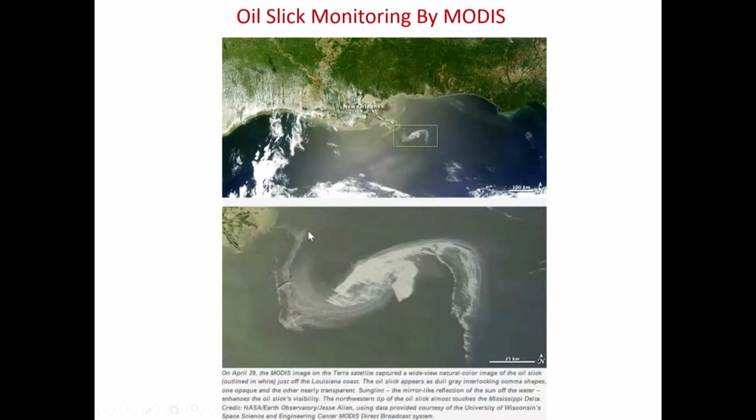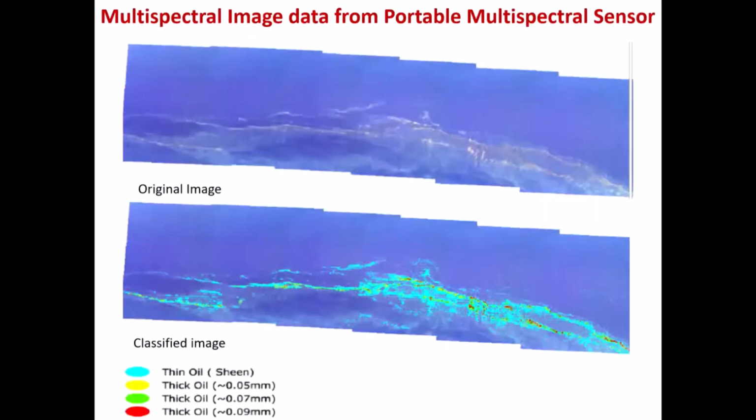Now this picture shows you an oil slick monitored by MODIS. Near the coastal area it is normally turbid water, and in the turbid water the oil patch is there. If you are using color sensors, that is visible sensors, you can easily distinguish and find the patch of oil in the water.